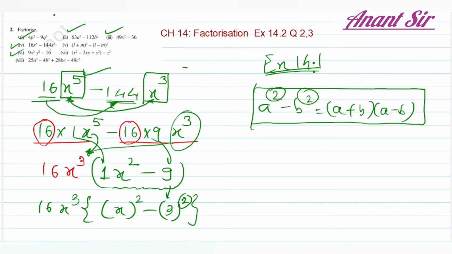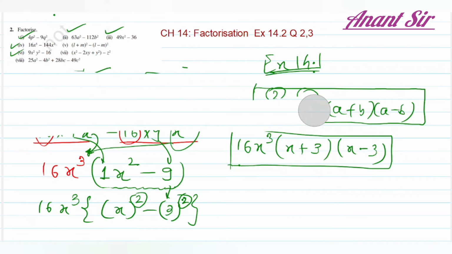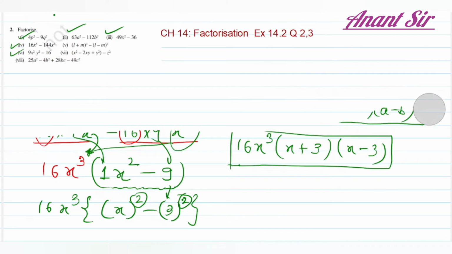Now see, there are two squares with a negative sign in between them. So the final answer will be, you have to add the two terms in one bracket and subtract in another bracket. So this will be our final answer. I hope you have understood the question. So let's move on to solve question number 5.